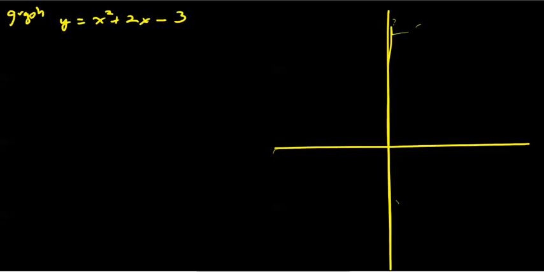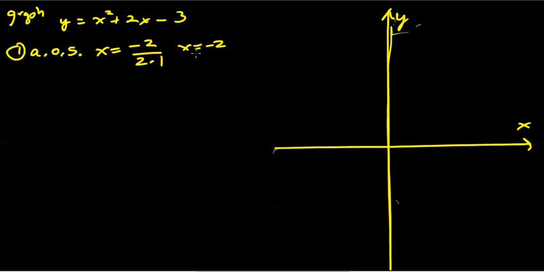So there are my x and y coordinate axes. And I'm going to graph this parabola as I go along with this three-step process. Step 1. Find the axis of symmetry. Well, the axis of symmetry is the vertical line x equals minus b over 2a. Here b is 2 and a is 1, so this reduces to the vertical line x equals minus 2.